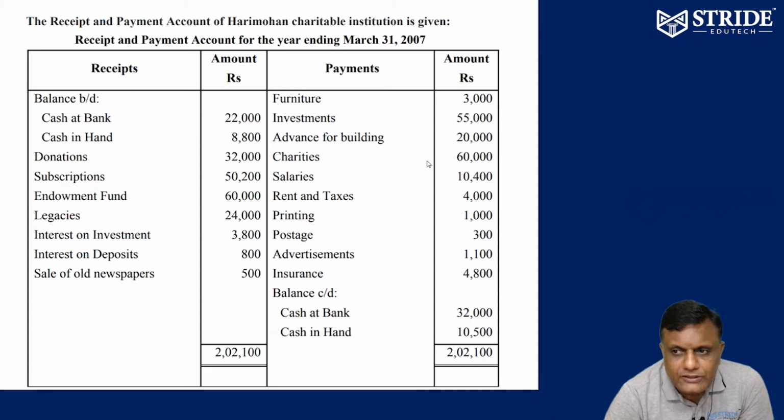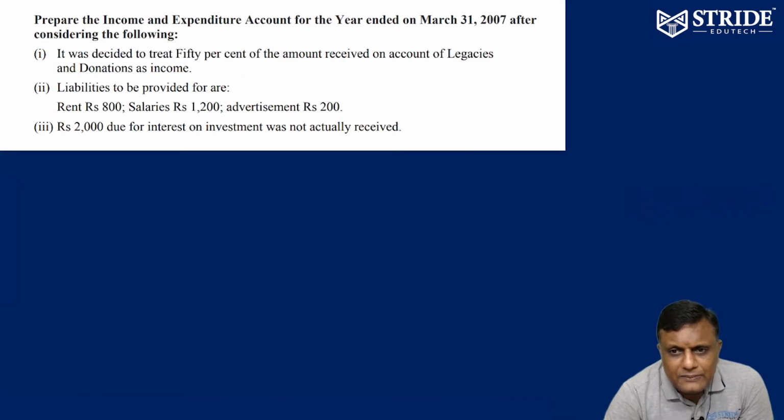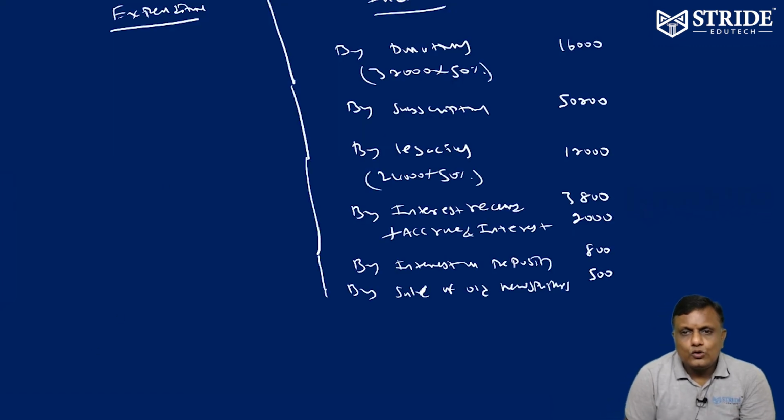Charity is how much? 60,000. Is there any adjustment for charity given? Nothing is there. No. So to charity, 60,000. Right.